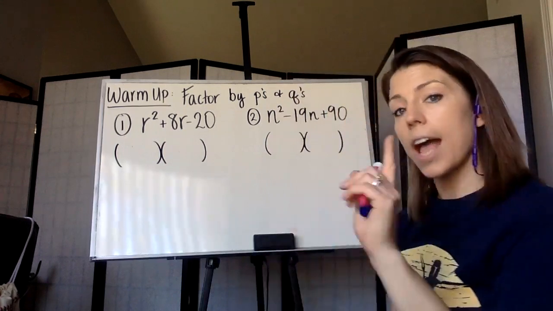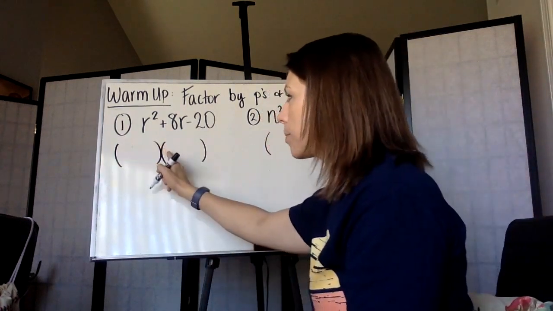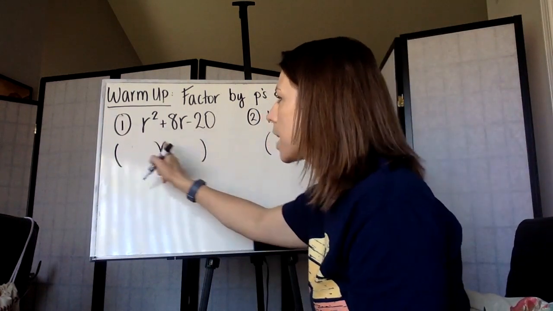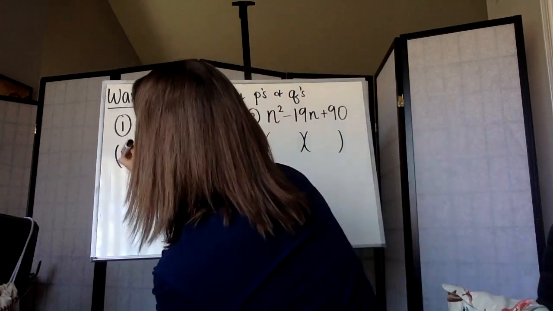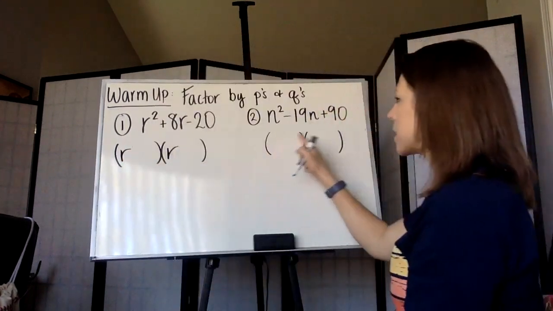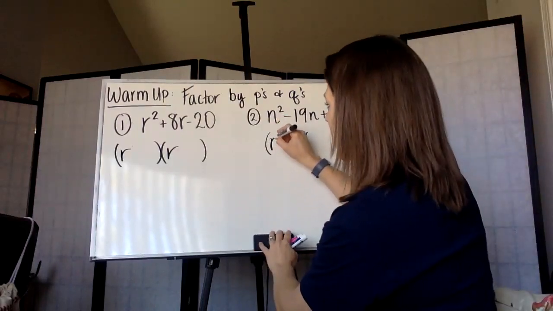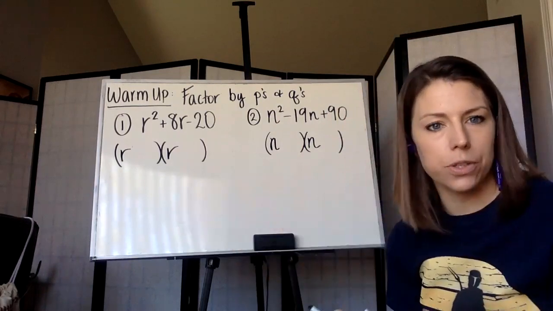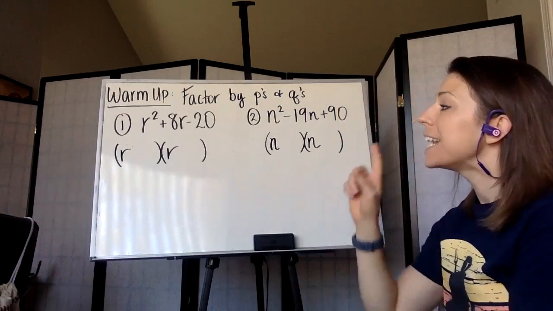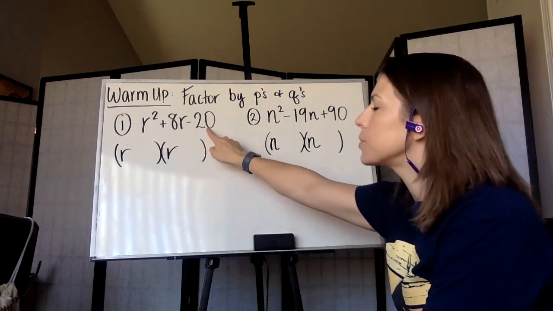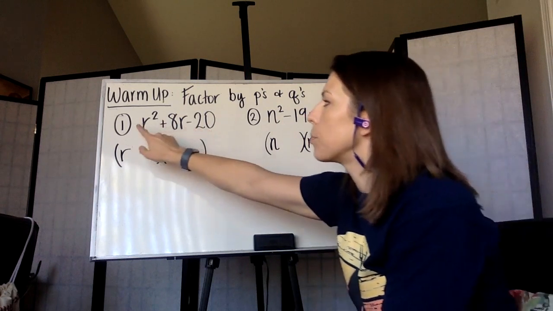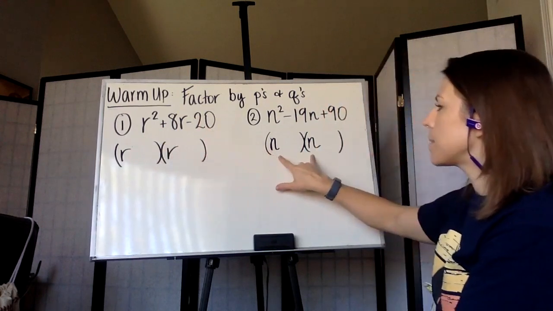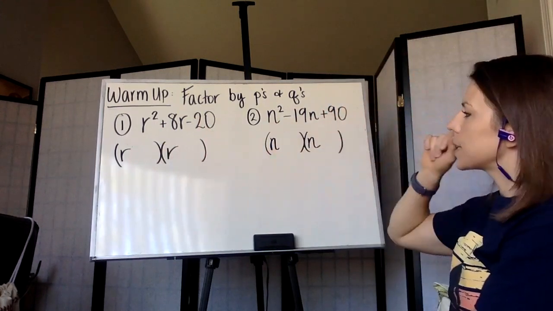I also know that the first term in each of these binomials is what times what is the first term here. So what times what is r squared? That's going to be r times r. What times what is n squared? That's going to be n times n. So I'm already halfway done. I figured out the first term in each of my binomials. Now the second term has to be what times what is the last number, because if you multiply the first terms, you get the first number, and if you multiply the last terms, you'll get the last number.